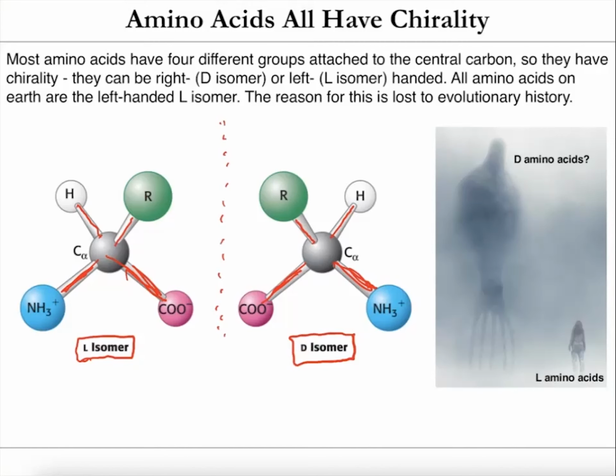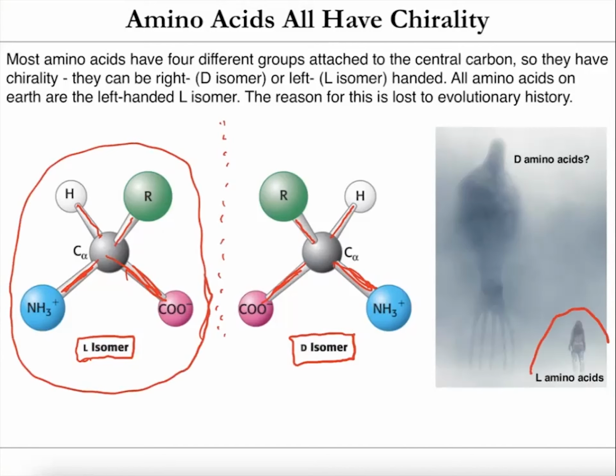For some reason, all the amino acids on all life on Earth that have ever been found in a biological system are left-handed. All amino acids in all of life on Earth are in the L isomer. Why this is the case, nobody knows. The reason is completely lost to evolutionary history. We know that humans all have L amino acids, but we do not know if some alien species or life on another planet might have D amino acids. That's just an interesting tidbit about amino acid chemistry.